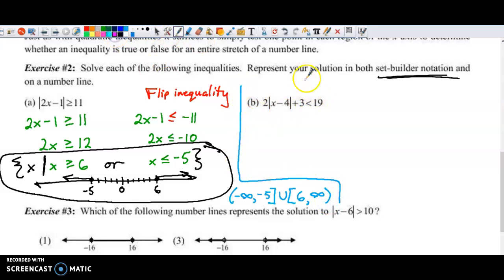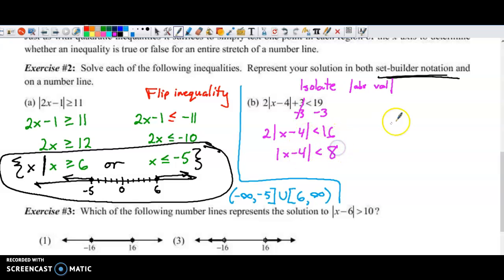So what's different with the next one is that we need to isolate the absolute value first. So what I mean by that is you need to subtract the 3 first to get absolute value of x minus 4 equals 16. And then when you divide both sides by 2, we want it less than 8. So as I rewrite this problem, it's okay for x minus 4 to be less than 8.